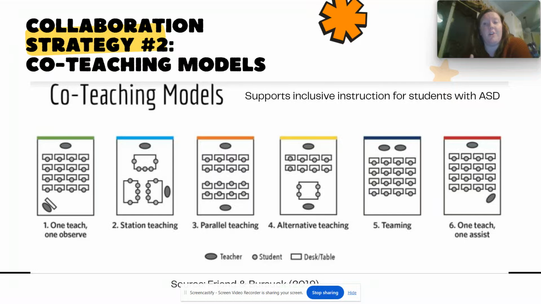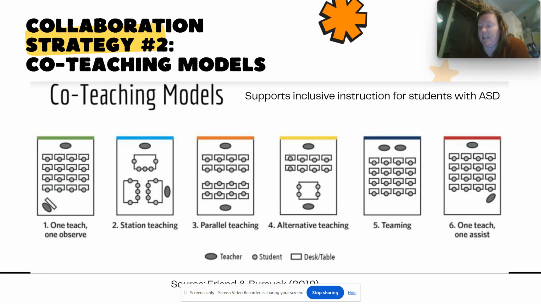Collaboration strategy number 2 is co-teaching models. They are supports that are inclusive to give instruction to students with autism. There are many different types. These are 6 types of co-teaching. The first one is when one teacher teaches and the other one observes and either takes data or helps manage behavior or sits and listens so they can teach it the next time.